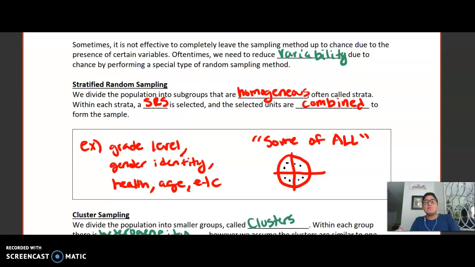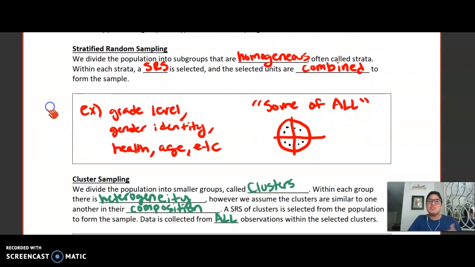All right, now let's talk about some more specific types of random sampling. Sometimes it is not effective to completely leave the sampling method up to chance due to the presence of certain variables. Oftentimes, we need to reduce the variability due to chance by performing some specialized types of random sampling methods. Now, the first one also looks like SRS, but this one's just referred to as the stratified random sample.